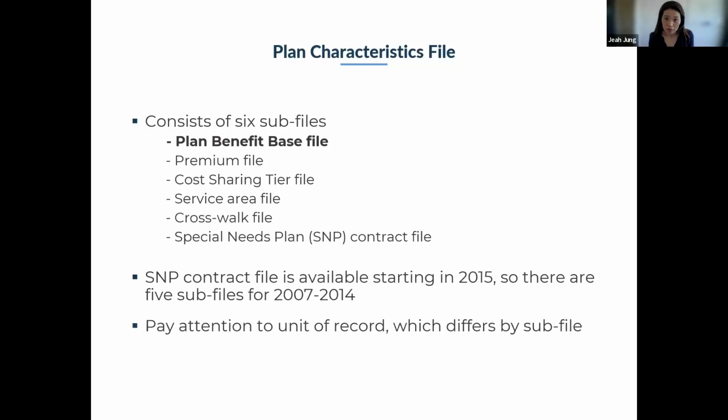So the plan characteristics file consists of 6 sub-files. If you say plan characteristics file, you actually see 6 different files in that. The key file here is the plan benefit base file. I used to call it simply the base file. This plan base file includes probably most of the information you might need for your study, including plan type or benefit schemes. So we're going to spend most of the time in this discussion on this plan base file.